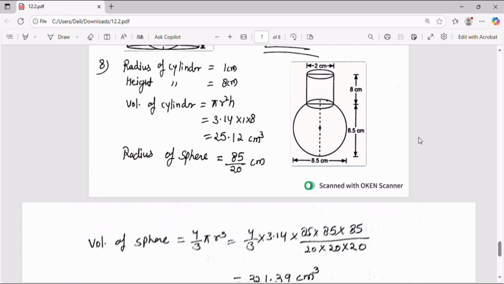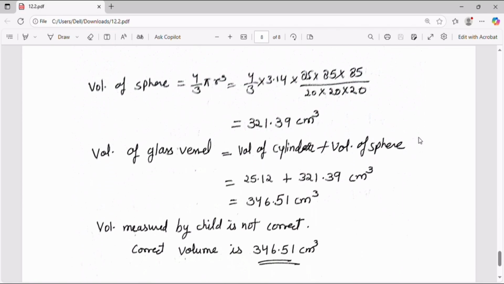So the radius of the cylinder is 1 centimeter and its height is 8 centimeter. So the volume of the cylinder is pi r square h. It is 25.12 centimeter cube. Radius of the sphere is 85 by 20 centimeter and the volume of the sphere is 4 by 3 pi r cube. It is 321.39 centimeter cube.